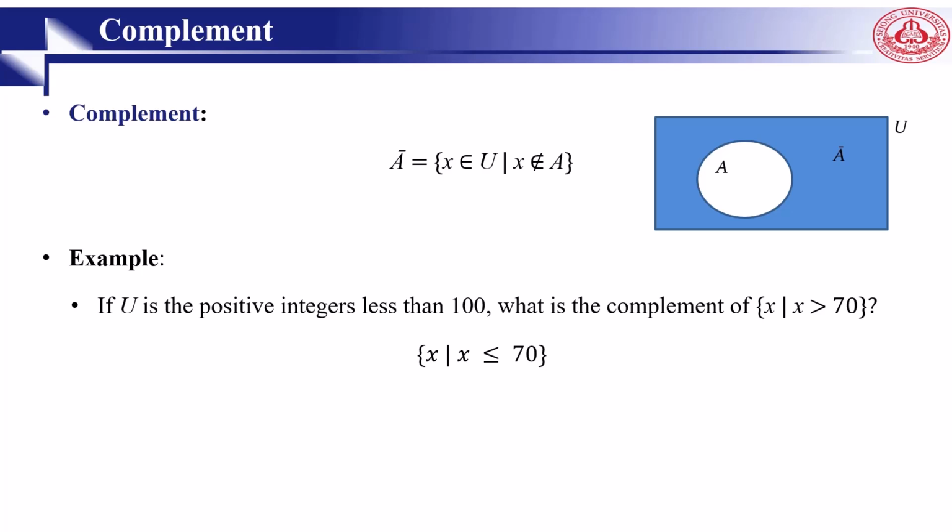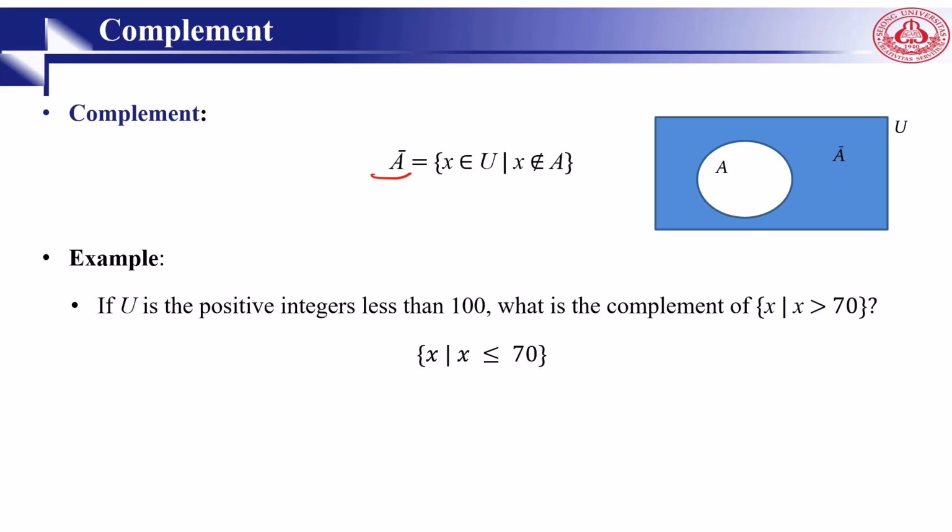The next terminology is complement. If we have a set A, and this is the universal set, then the universal set minus A is the complement. You can say it is any member which is in the universal set but not in A. We show it as the complement of A. So it is all x in U but not in A. This is called the complement of A.